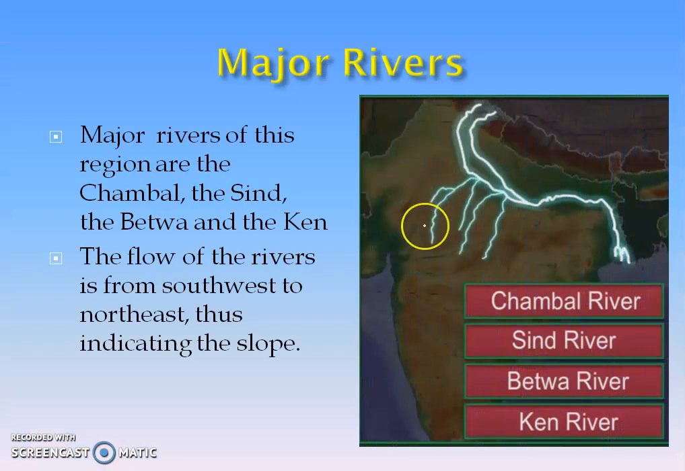The major rivers of the Central Highlands are the Chambal, the Sindh, the Betwa and the Ken. Look at this map carefully. You will find that the flow of the rivers is from southwest to northeast. What does it indicate? It indicates the slope of the highland.